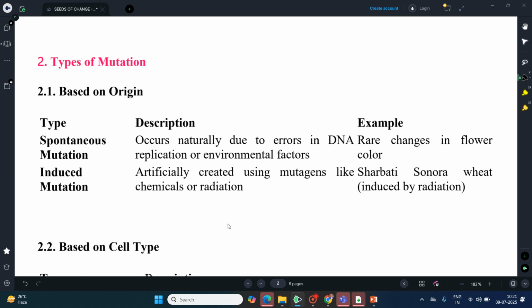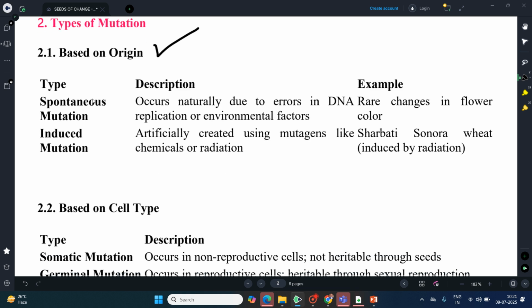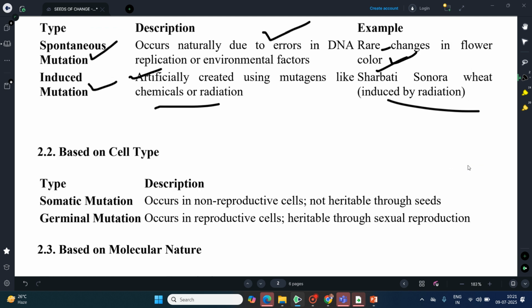And now we can see the types of mutations one by one. There are three types based on origin. First one is spontaneous mutation. It occurs naturally due to errors in DNA replication or environmental factors. These changes are rare, as in flower color. And induced mutation, that is artificially created using mutagens like chemicals and radiation. By this method, a wheat variety, Sharbati Sonora, was released by induction of radiation.